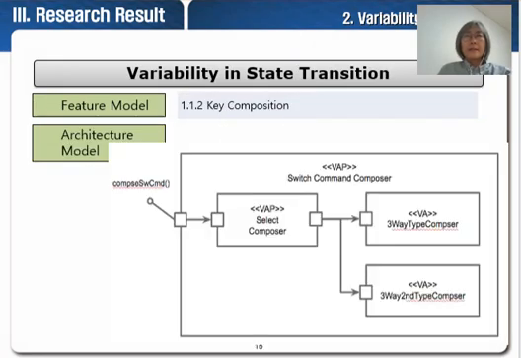The second case is state transition. In this case, we have a mandatory feature, but we have a variability in a feature attribute. This feature has two kinds of attributes. The first one is a three-way switch, and the second one is a three-way second switch. The feature is mandatory, but with this feature, there are two kinds of feature attributes.